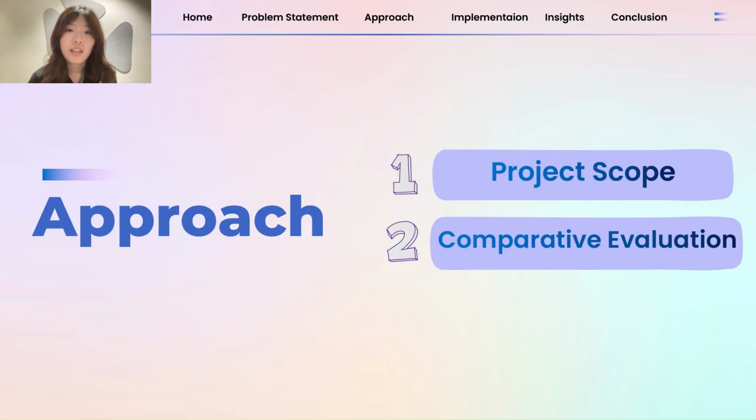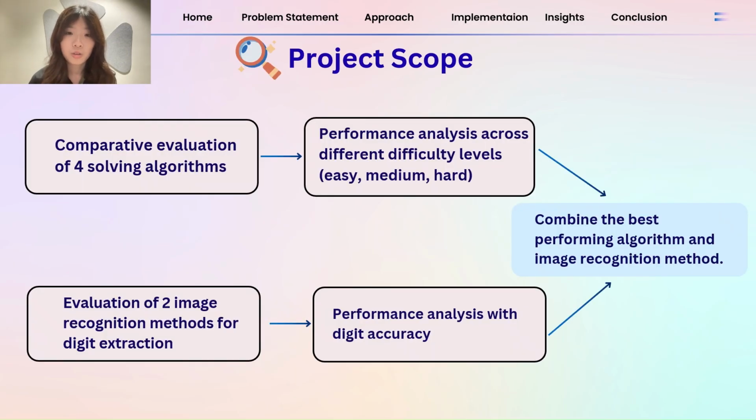My name is Jasmine, and for this slide, we will talk about our project scope and comparative evaluations. So this slide shows the overall scope of our project. Basically, we will test different algorithms to see which one can solve the Sudoku puzzle the fastest and the most accurately. Next, we will perform a difficulty analysis across different difficulty levels, including easy, medium, and hard puzzles, to understand how each algorithm performs under different conditions. At the same time, we will also evaluate the two image recognition methods for digit extraction to find out which method can best recognize the numbers from a Sudoku image.